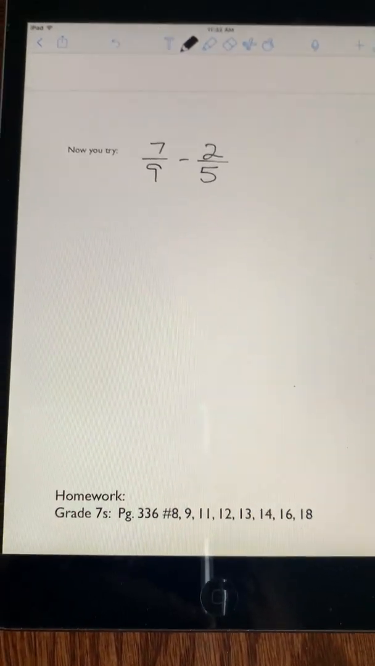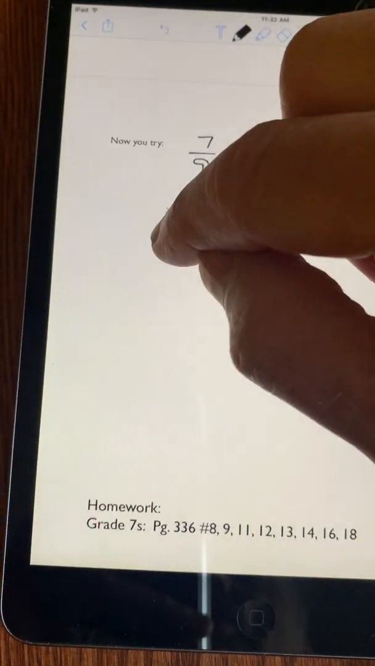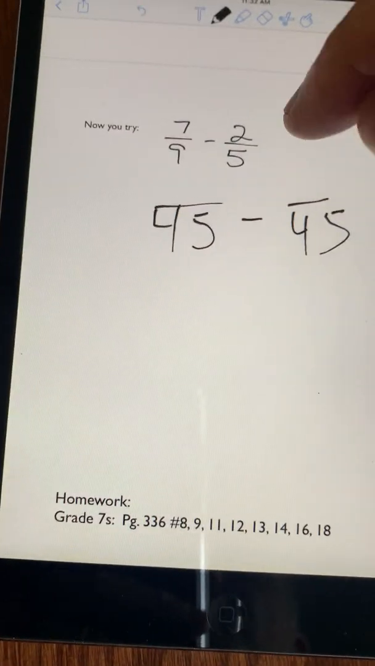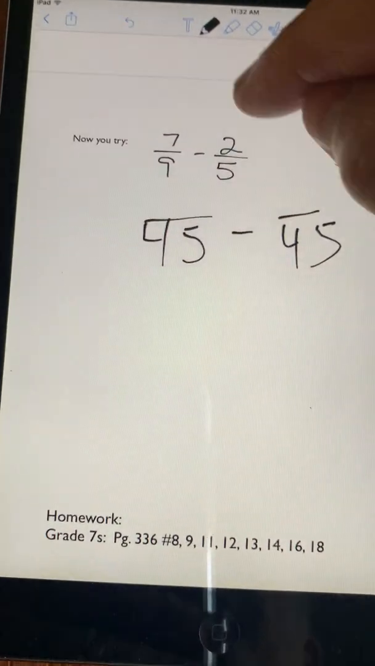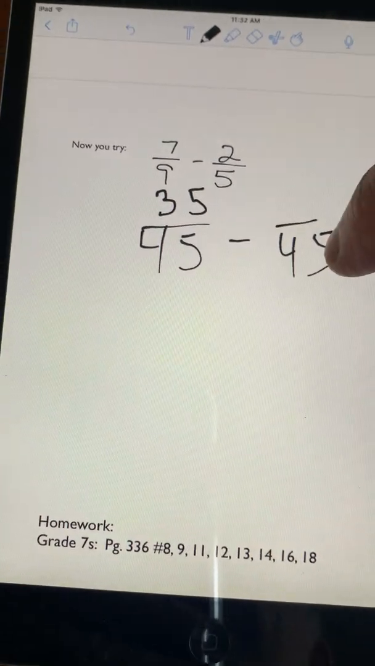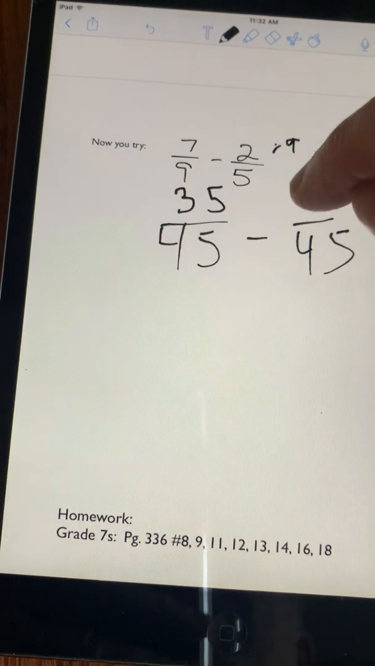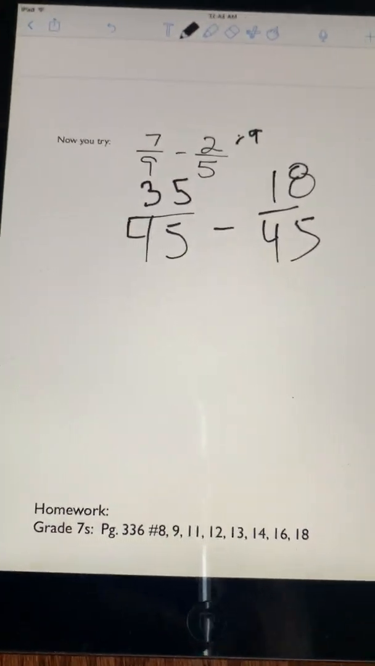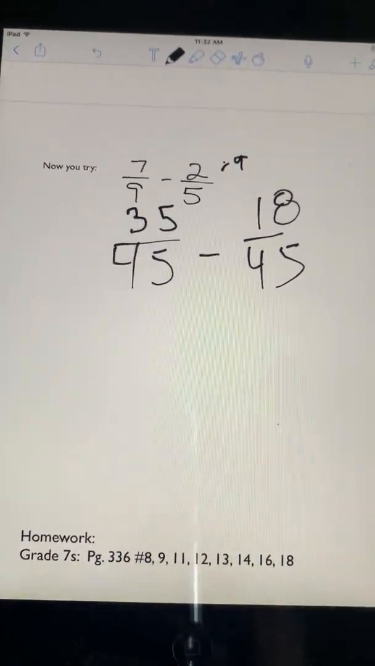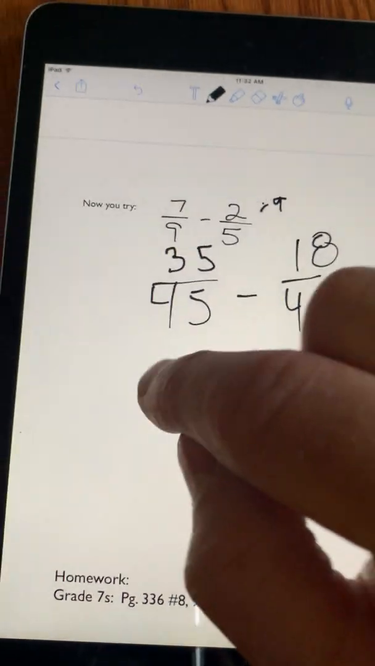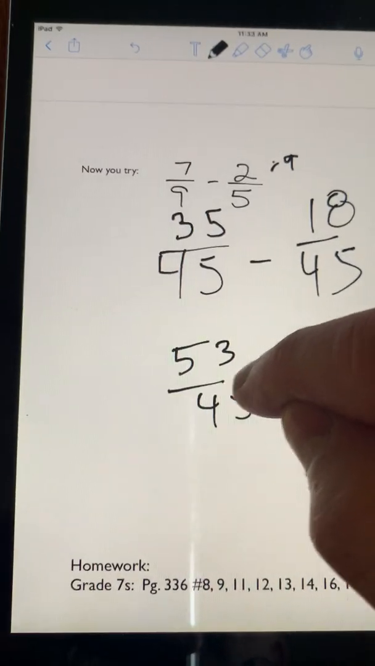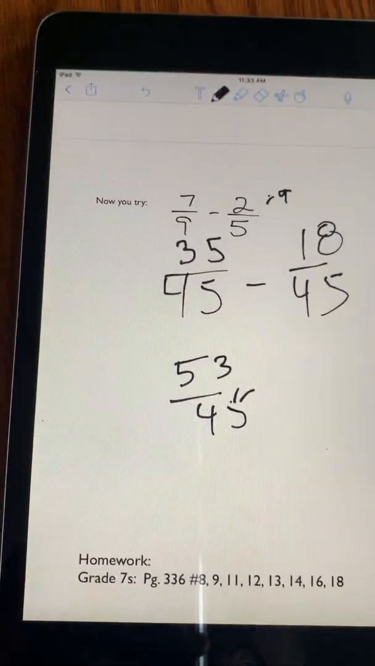We could look at this and say 7/9 minus 2/5. We'd look and say 9 times 5 gets us pieces of 45. So we'd have something out of 45 and something out of 45. We multiplied 9 by 5 to get 45, so 7 times 5 is 35 pieces of 45. We multiplied 5 by 9 to get 45, so we'd multiply our top number by 9 and we get 18 pieces of 45. Then 35 minus 18 gets me 17... oops, sorry, that's kind of a mess. So 53 pieces of 45.